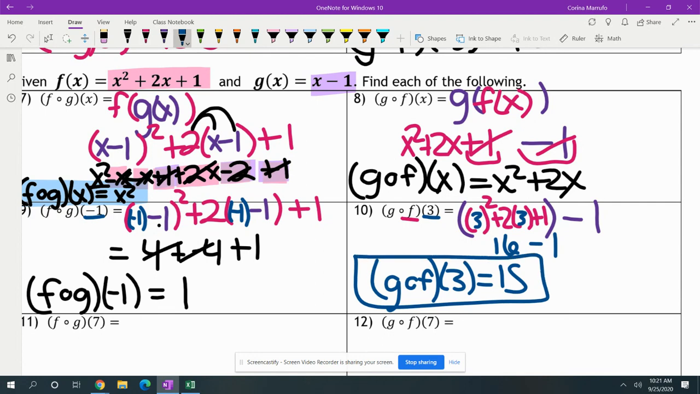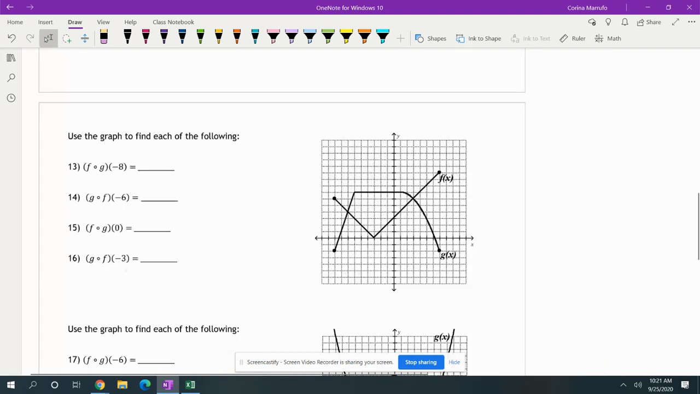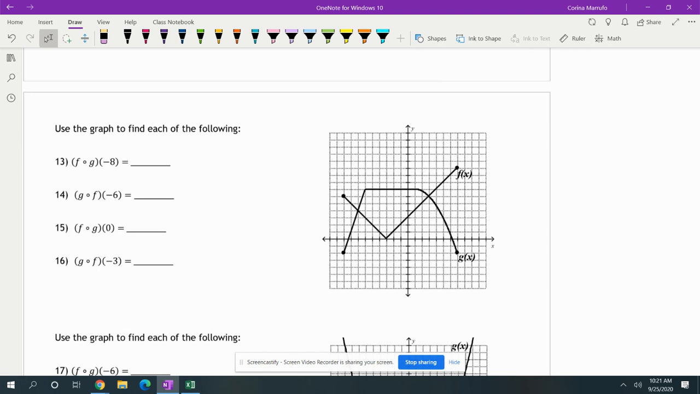All right, so I think that's kind of repetitive. I think you guys get the point. So I'm going to go ahead and skip through. And I want to get to the graph one. So here it says, use the graph to find each of the following. So what they want us to do here is take the F function and plug in the G function at -8. So these, because it's a graph, we do work them a little bit backwards. We first look at the inside, okay? G of -8. So what this is saying is that when x equals -8, what is my y value?